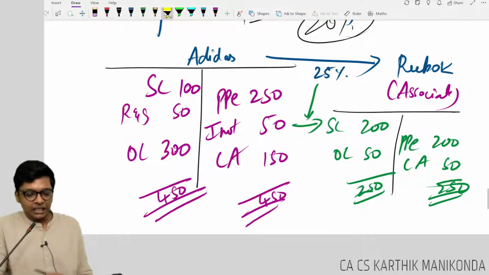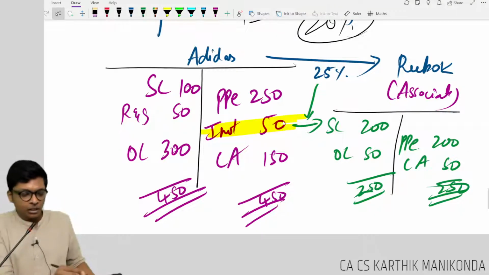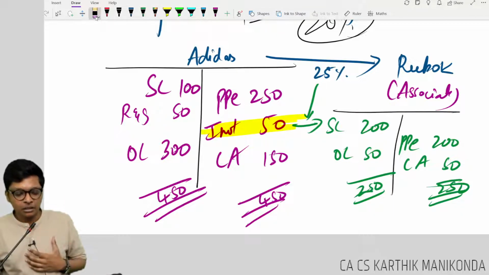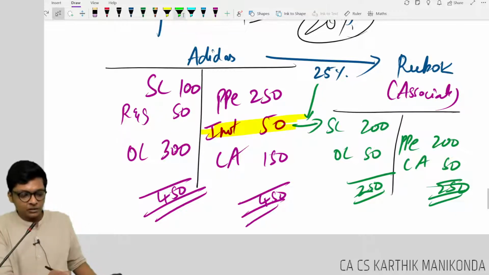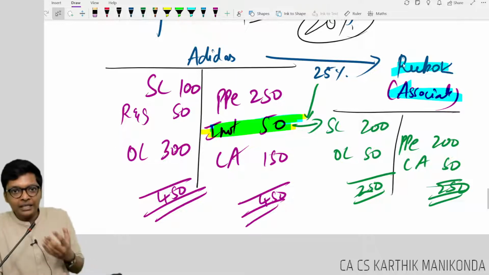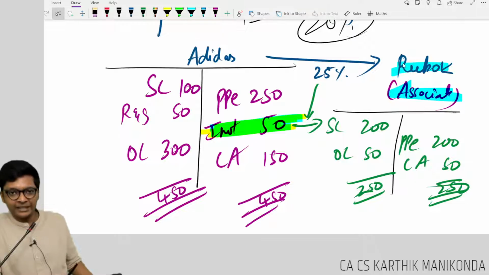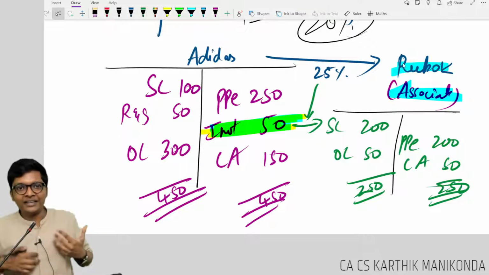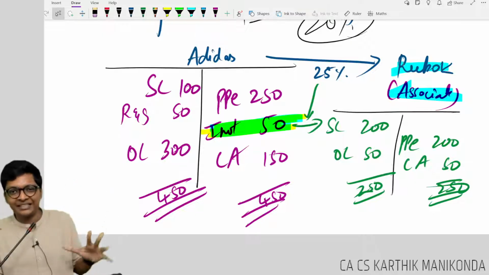Here, unlike consolidation, add everything and strike off the investments. No, I don't do that. Here, the logic they are saying is, this is still an investment for you. What is still an investment? This 50 is still an investment in Reebok. Show me what is the value of investment today. Are you following, guys? Here, we don't have a detailed 6-step, 7-step approach of computing minority. Nothing is needed. It's very simple.